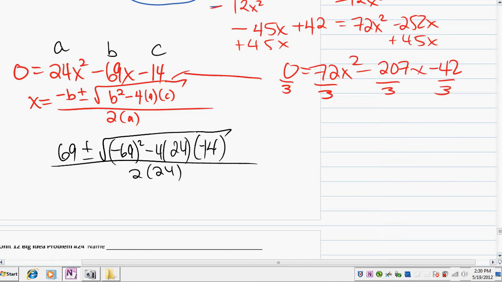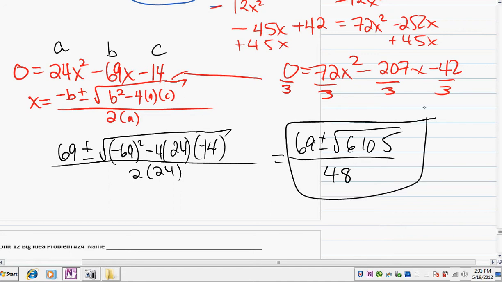So, to compute my discriminant, the quantity under the square root, I get 69 plus and minus the square root of 6105 all over 48, which I believe is simple enough. Things I could look for: well, it ends in a 5, so maybe I see if 25 goes in, and it doesn't. So that's your solution, 69 plus and minus the square root of 6105 over 48.